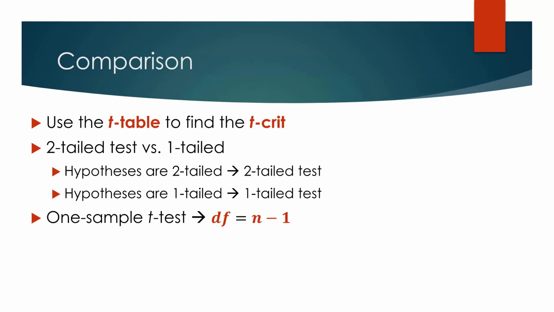So here's how we have to use the t-table. I'm going to walk you through this because there are 2 different versions of the t-crit that you can find, depending on if you're using a 2-tailed or a 1-tailed test. If the hypotheses that you're using are 2-tailed, because the question you have is 2-tailed, then you have to look on the 2-tailed side of the table. If the hypotheses are 1-tailed, then you have to look on the 1-tailed side of the table. And in a 1-sample t-test, you use your degrees of freedom to find the row, just like on that chi-square critical table. So degrees of freedom is n, your sample size, minus 1.